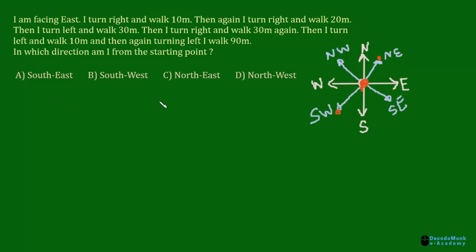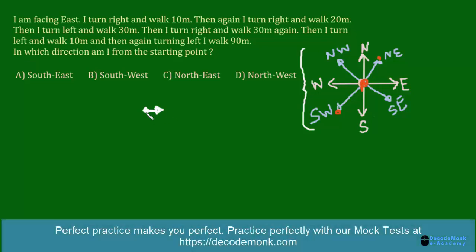So now let us solve the question following this particular convention. I am facing east. The first line says I am facing east. So this is the east direction. So I am facing over here. So this is my point. I turn right. So if I am facing in this direction and if I turn right, then definitely I will turn towards south and I walk 10 meter. So I walk 10 meter in this direction. So let us write down 10.